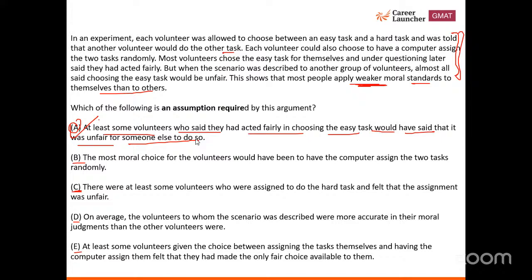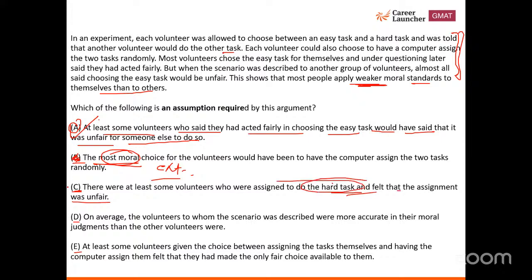So, as you can see, guys, all the other choices that you've gone for should not have been in consideration, such as the most moral choice. Who is talking about the most moral choice? The argument is not even concerned with the most moral choice. That is what I call an extreme statement, guys. Remember, it was about a weaker moral standard, right?